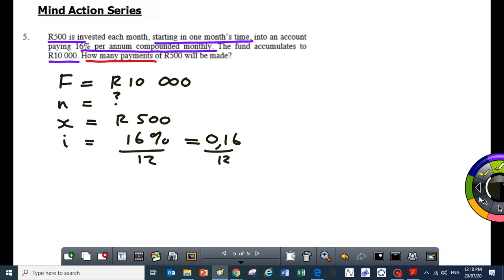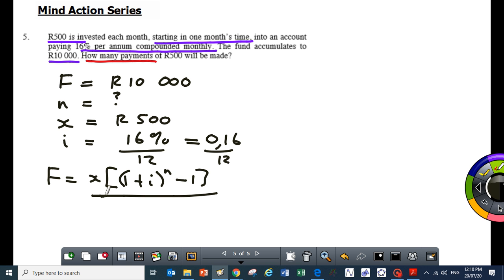Okay, then we write our formula: F equals X times ((1 plus i) raised to the power of n, all minus 1), all over i. Okay, then we need to substitute, right? The objective is to calculate this n.